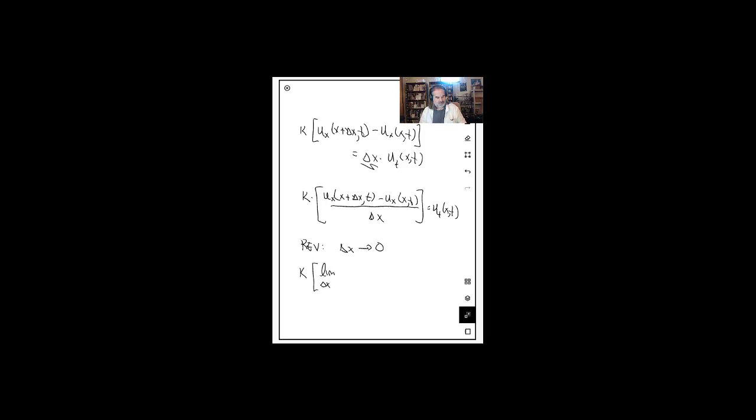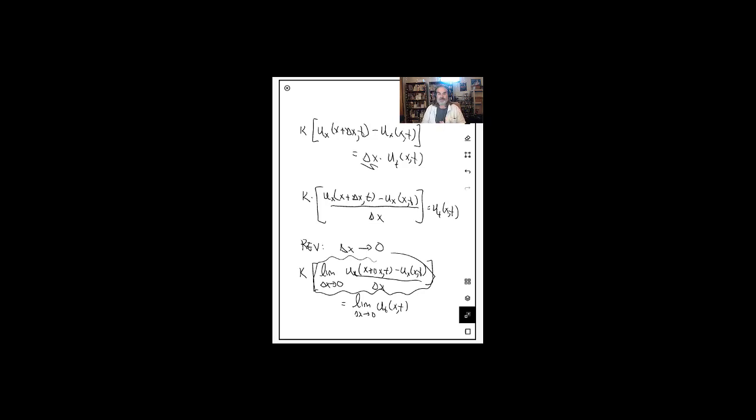And so now we're going to take the expression we currently have. We are going to do a limit as delta x goes to 0. Now that limit has no effect on the right-hand side, but if we take the limit of the left-hand side, we have to take the limit of the right-hand side. This right here is the definition of the derivative of u sub x with respect to x.